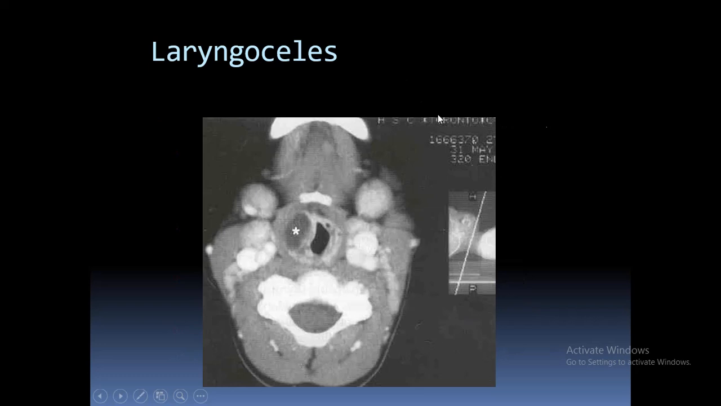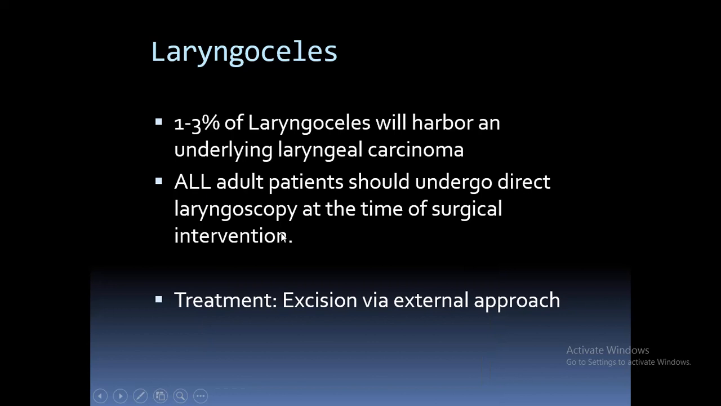As you can see here, there is a hypodense area surrounded by a hyperdense area on CT scan. 1 to 3% of the laryngoceles will harbor an underlying laryngeal carcinoma, and treatment is excision via surgical approach.